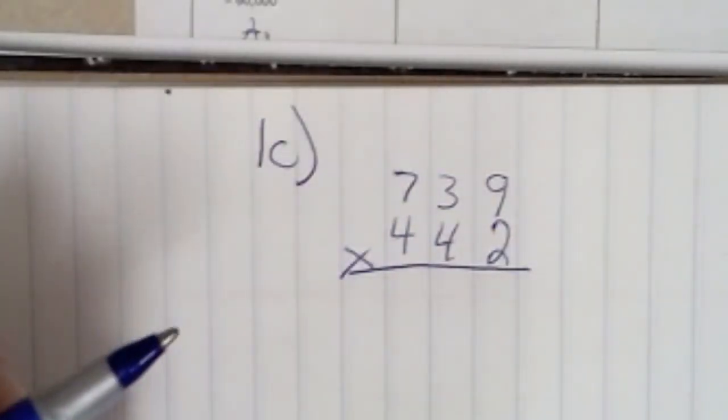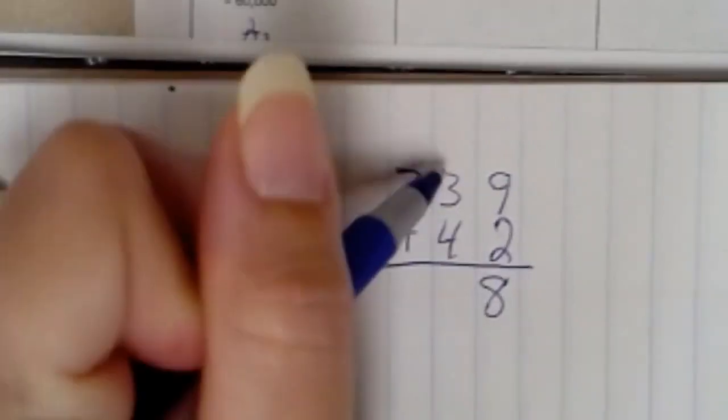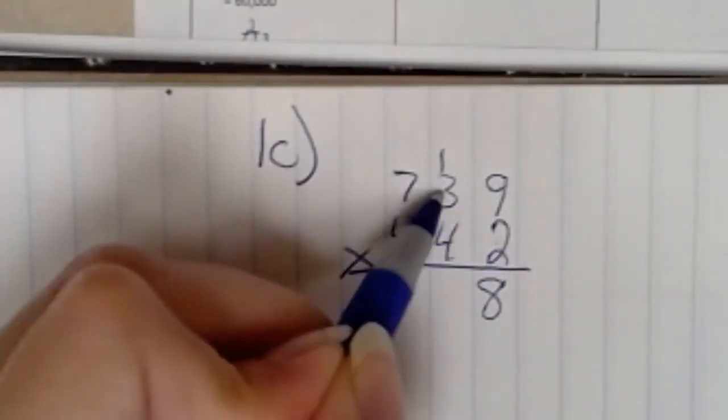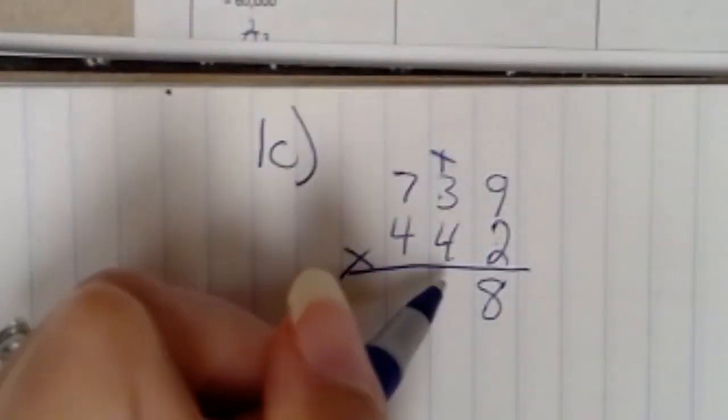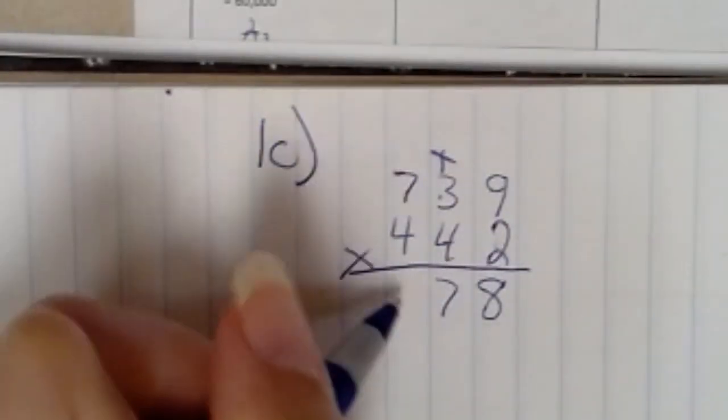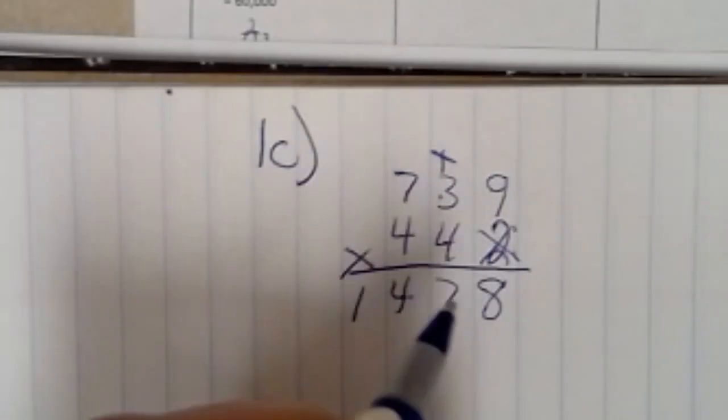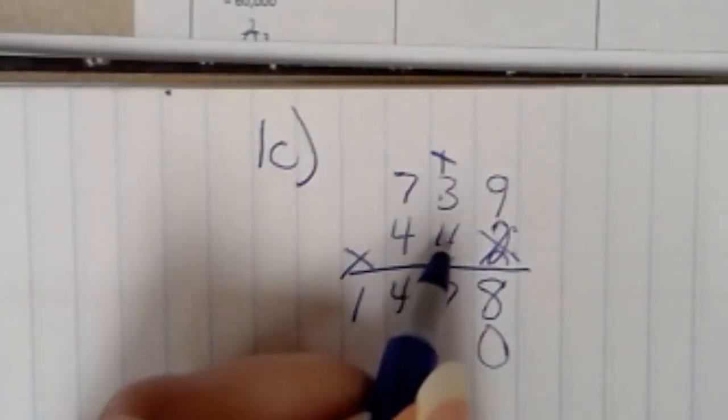All right, 2 times 9 is 18. We put down our 8, carry our 1. 2 times 3 is 6, plus 1 more is 7. 2 times 7 is 14. We're done with our ones place, so we put a 0, so we can go to our tens place.